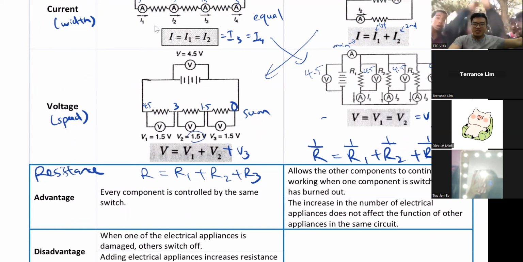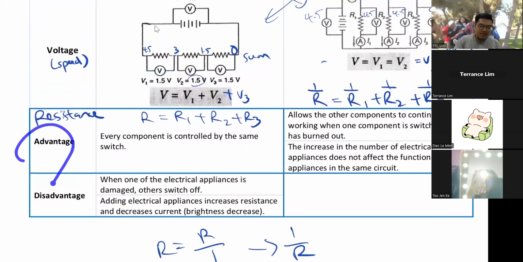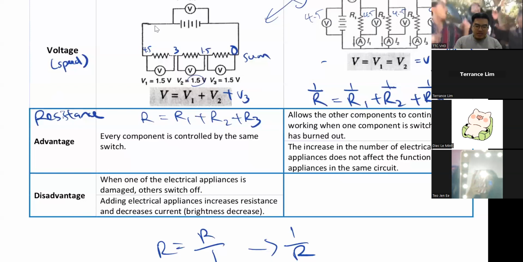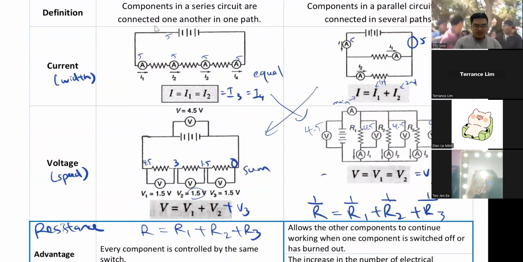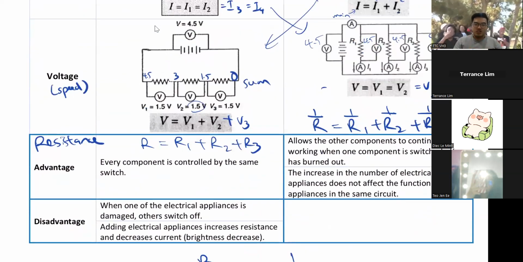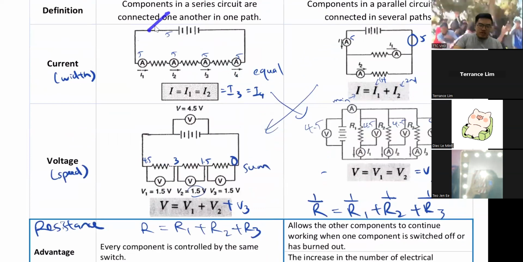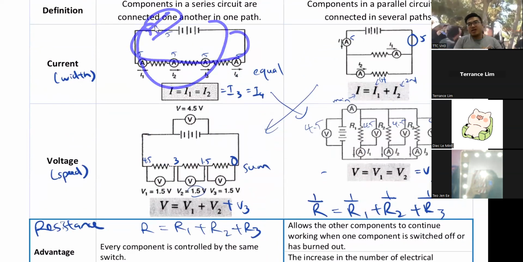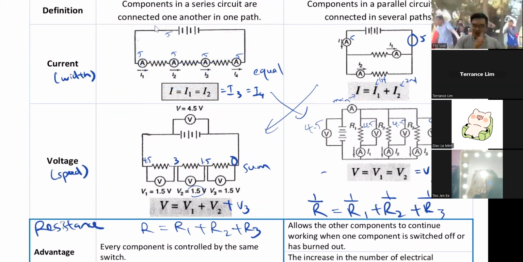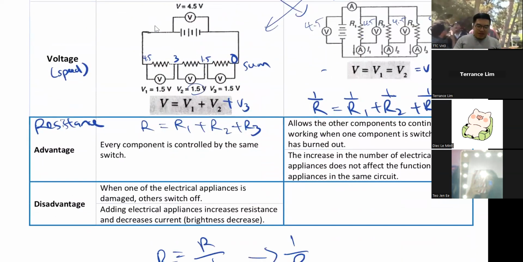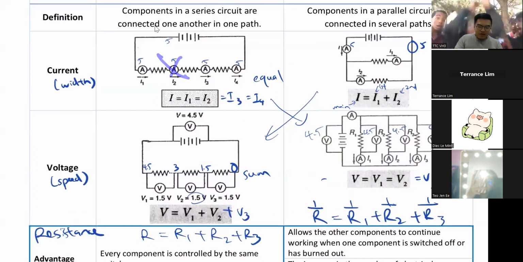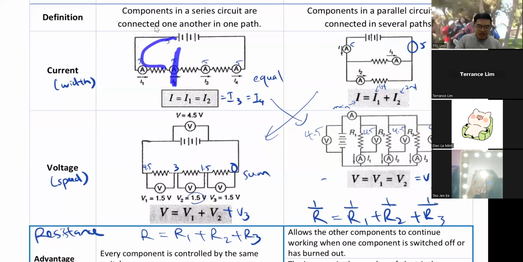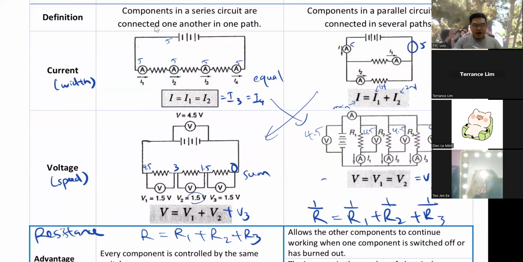Yes, very easy. Okay, guys, what is the advantage and disadvantage of both? The advantage of a series is you can control everything by one switch. One switch, I can switch on everything. One switch, I can switch off everything. Which is the good point. But the disadvantage is when the river breaks here, everything cannot flow. So everything will switch off.